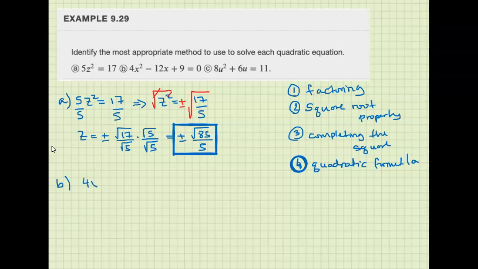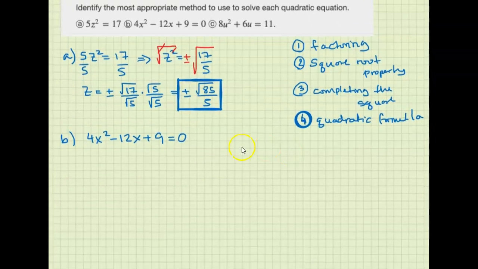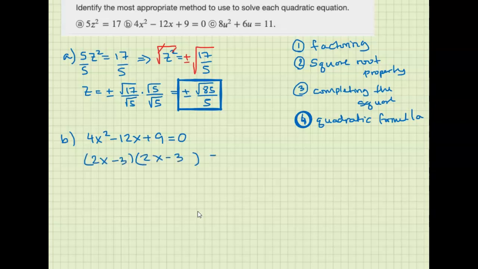Okay, so part B, we have 4x squared minus 12x plus 9 is 0. Right. This one, I would not use completing the square because I would have to divide by 4 and you get messy fractions. I would try to factor it. Okay, so let's see if we can factor this. This is 2x minus 3 and 2x minus 3 equal to 0. 2x minus 3 squared equal to 0. So we get 2x equals 3, or x equals 3 over 2.